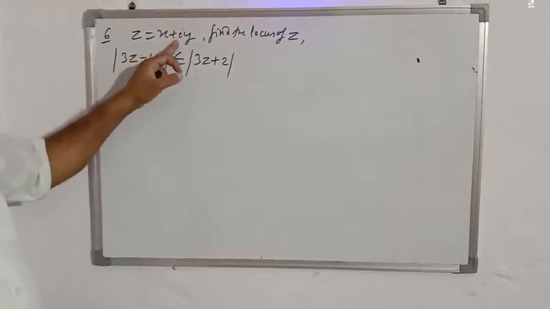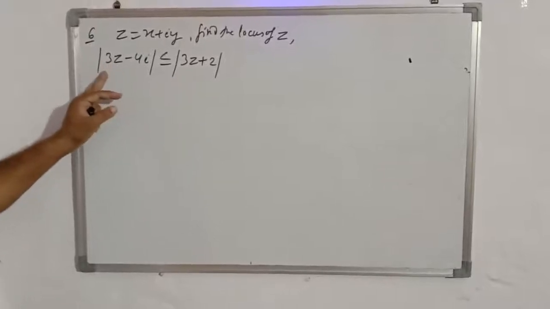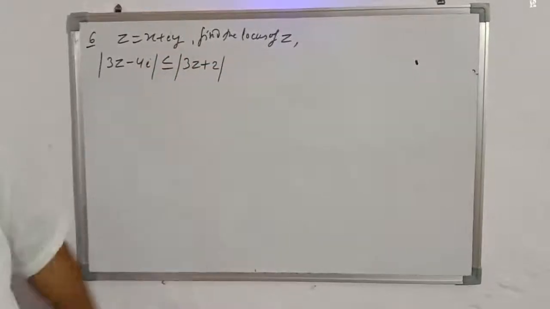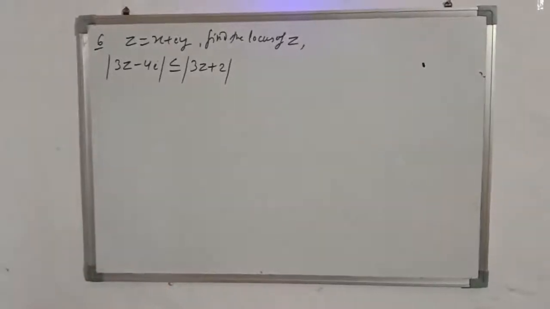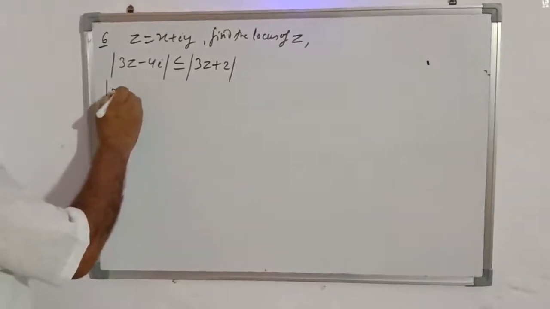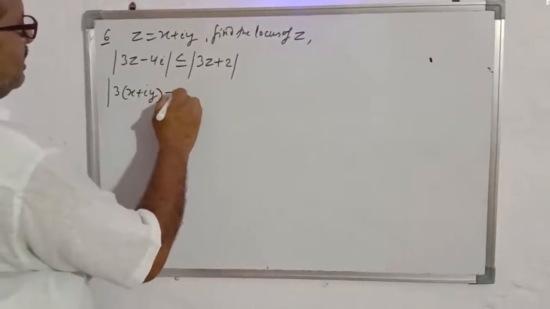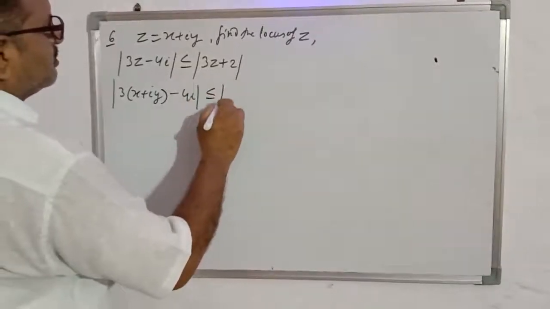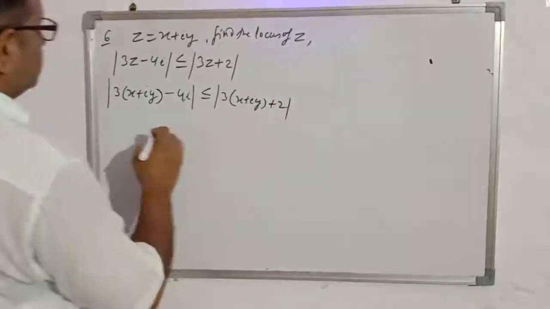z = x + iy. We have to find the locus of z for this condition: |3z − 4i| ≤ |3z + 2|, where z = x + iy. What is the locus of z? We have to represent the geometric figure in the Argand plane. So in place of z we will put x + iy on both sides. So |3(x + iy) − 4i| ≤ |3(x + iy) + 2|.